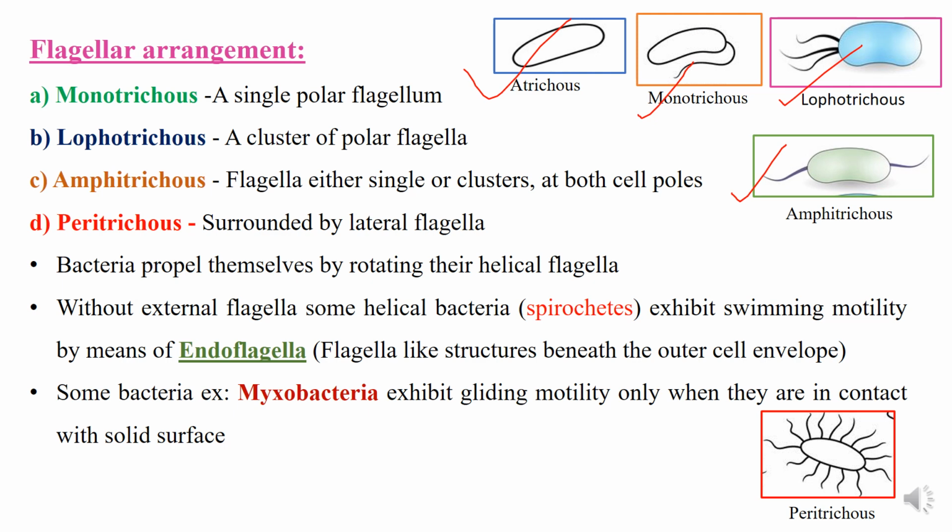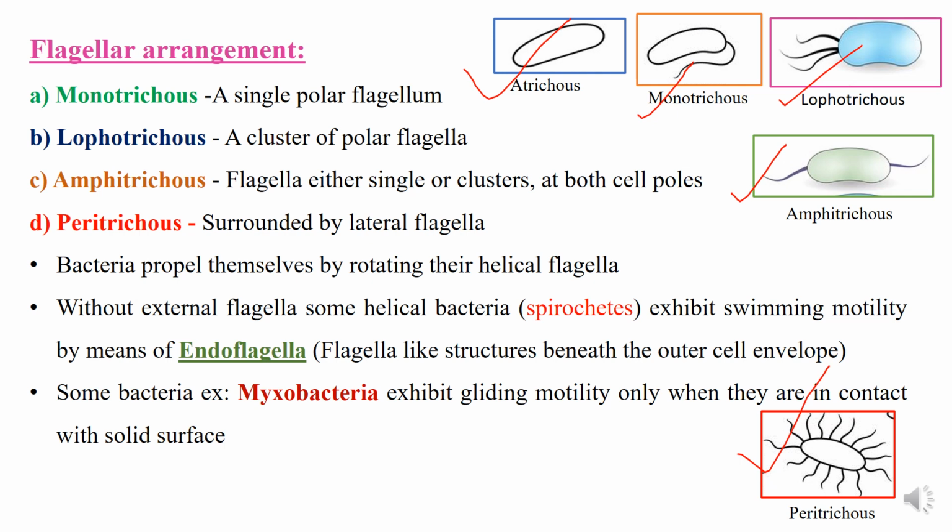Another type is peritrichous. Peritrichous, as the name itself indicates, peri means present throughout the bacterial cell. That is, if the flagella are present throughout the bacterial cell, it is known as peritrichous flagella. So how do bacteria move with the help of flagella? Bacteria propel themselves by rotating these helical flagella. Some bacteria, the spirochetes, show motility even without external flagella.